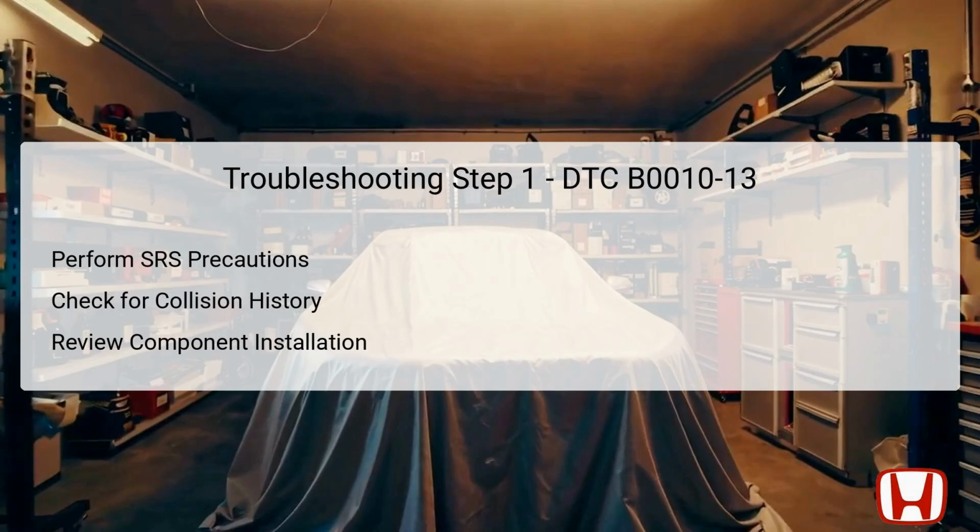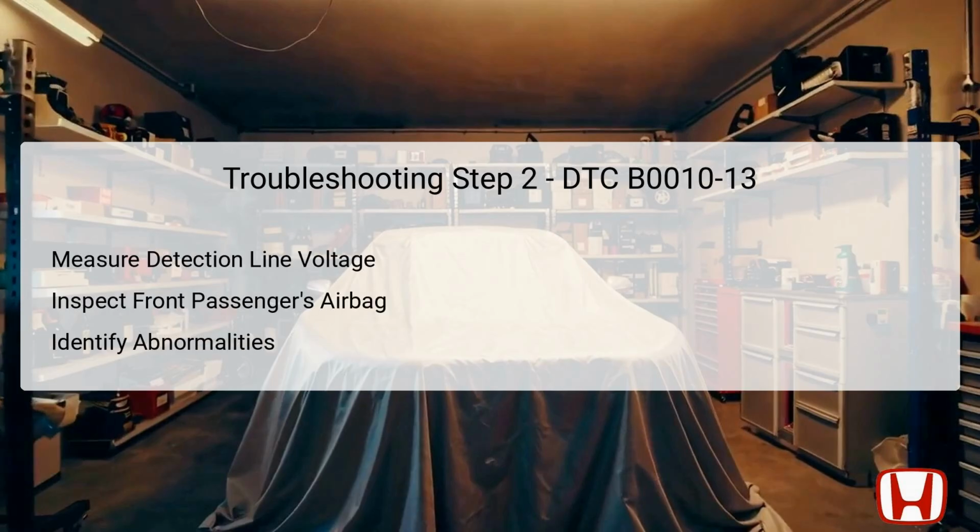Begin the troubleshooting process by adhering to all Safety Restraint System (SRS) precautions and procedures. Safety is paramount when dealing with the airbag system. Next, confirm whether the vehicle has been involved in any collisions. If a collision occurred, ensure that all necessary components were correctly replaced with OEM, original equipment manufacturer parts. It's essential that these parts are not only new, but installed according to manufacturer specifications to ensure reliability. This preliminary check is crucial, as improper repairs from previous incidents can lead to ongoing issues with the airbag system.